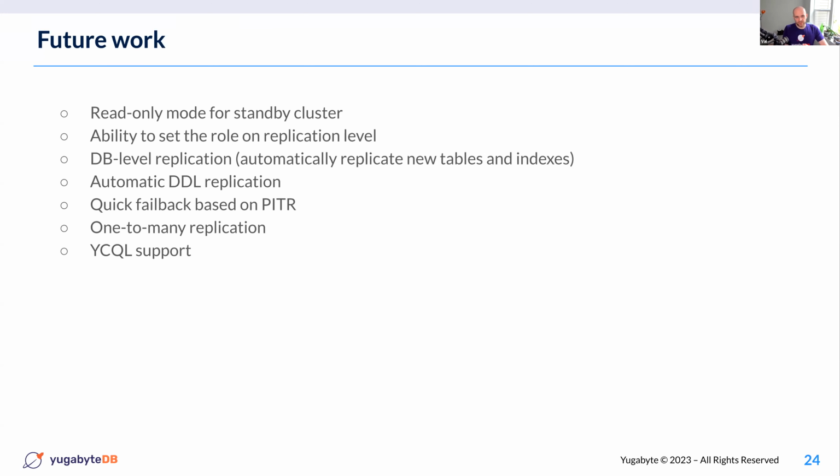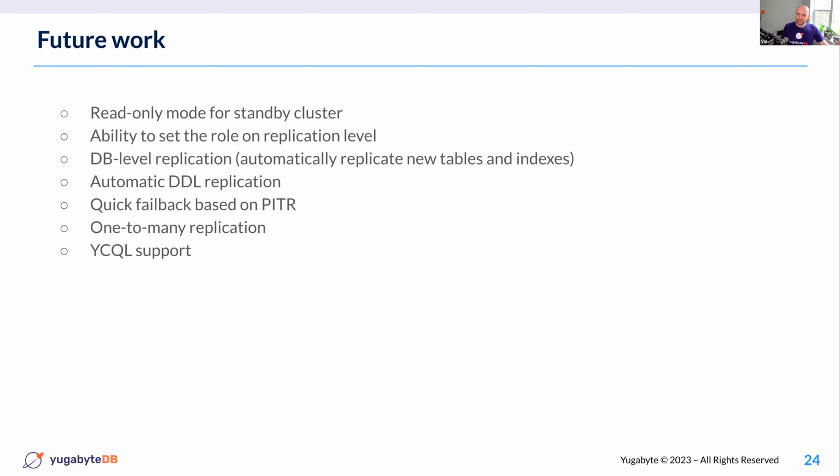DB level replication, that's the improvement to the process of adding new tables and indexes, so that they would be automatically enlisted into the replication. You execute create table and the table is automatically replicated. Automatic DDL replication means that you only execute DDL commands on the source, on your active cluster, and that's all you need to do. Regardless of whether you need to create a new table, alter a table, or drop a table, you just execute that on the active cluster and the database takes care of the replication of the actual DDL command.